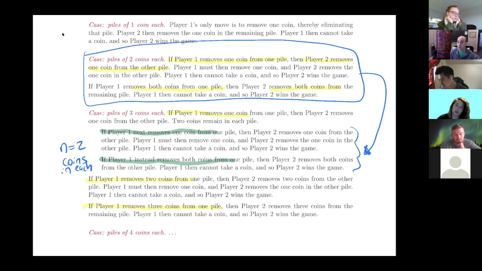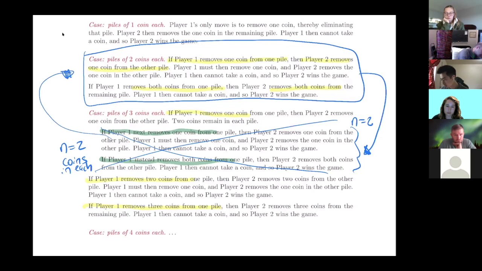Again, we already discussed that if there are 2 coins in each pile, player 2 wins. So when we're trying to think about the case of 3 coins in each pile, I could say, okay, if player 1 removes 1 coin, player 2 removes 1 coin, and then we're back in the case where n equals 2, which we've already proven. So we can save some time by not having to rewrite this part out, but rather refer to a previous case that we've already proven.